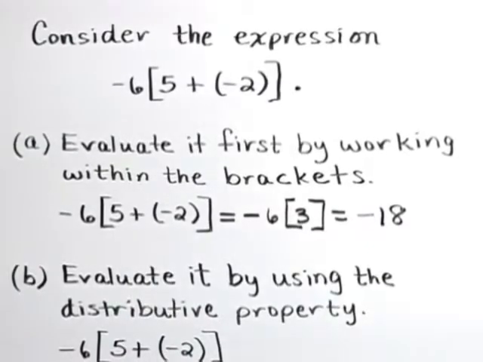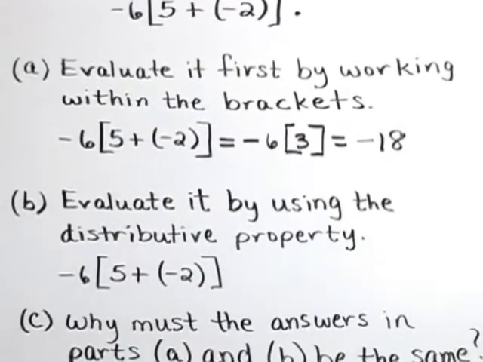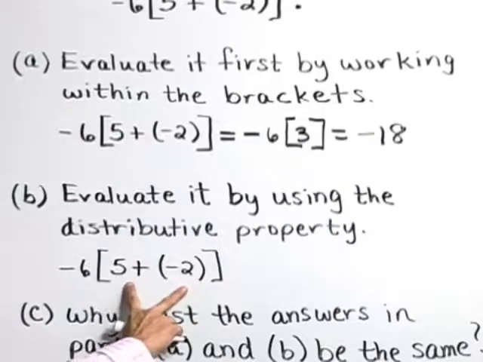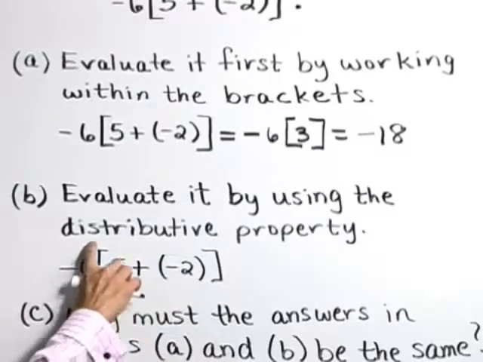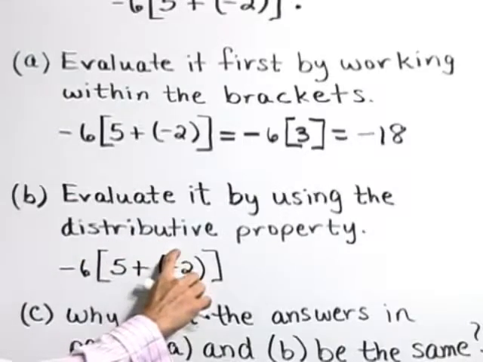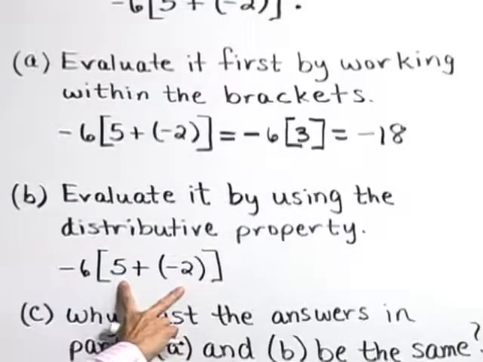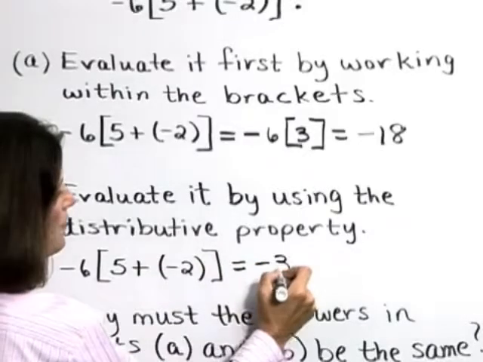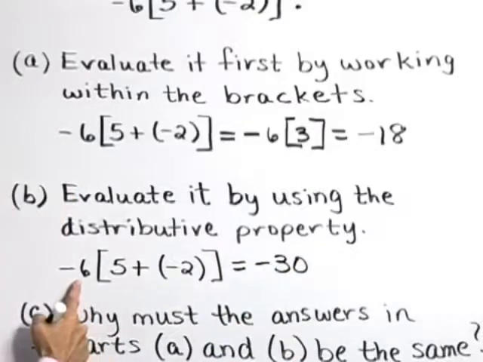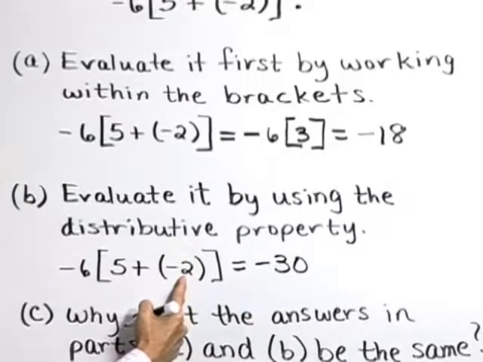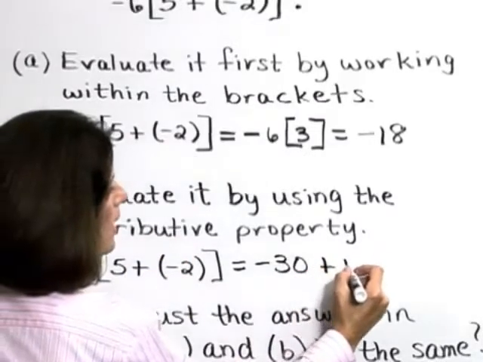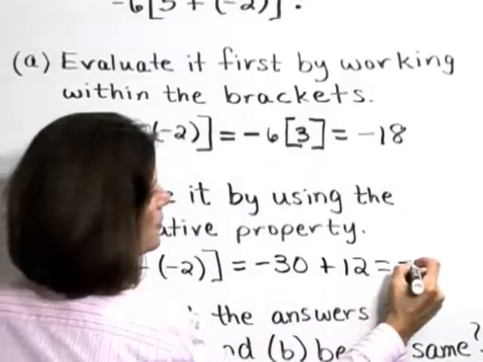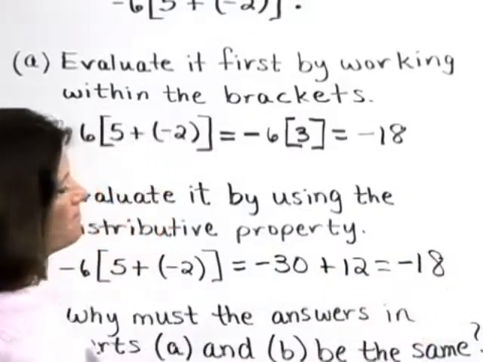In part B, evaluate it by using the distributive property. So here, instead of performing what's in the brackets first, we're going to distribute this -6 to each term through multiplication. -6 times 5 is -30, and -6 times -2 gives +12. Now, adding these terms gives -18.